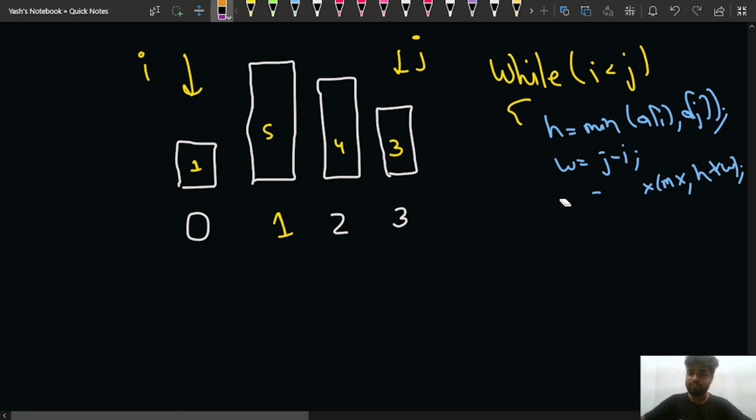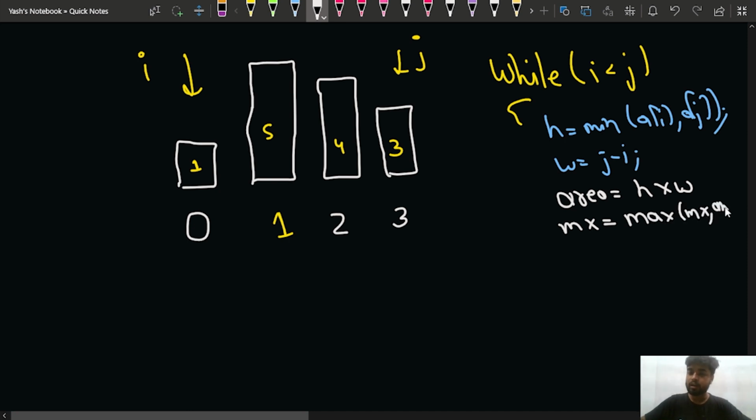Or you can first store the area, saying area is equal to height into width, and then update the maximum, which keeps track of the maximum area. So maximum will be the maximum of mx comma the current area. Correct, this is what we can do.